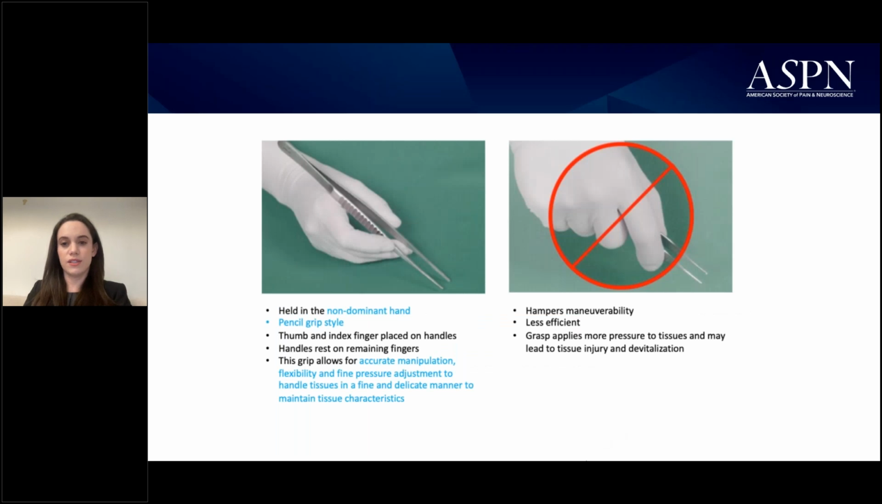So much like our other instruments, there's a specific way to hold the pickups. The pencil grip is the approved way to hold the pickups. You hold them in your non-dominant hand. This allows you to be free to suture, bovie, or use a scalpel with your dominant hand, and this grip will allow you to delicately handle tissue. Next slide, please.